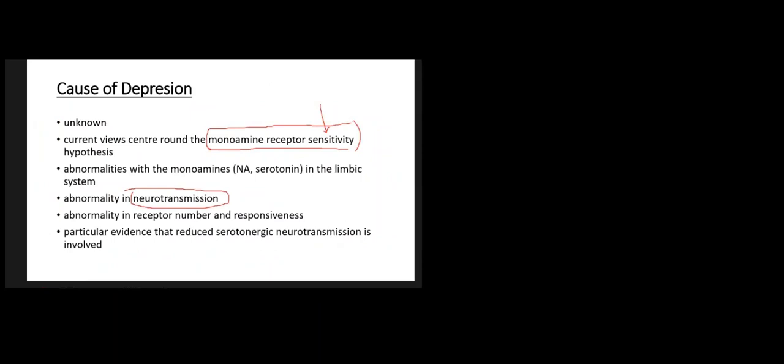We think there's also an abnormality in receptor numbers and responsiveness. Receptor numbers and responsiveness are to do with binding, drug binding and available receptors. So again, this comes back to the basic sciences. More evidence is also pointing to reduced serotonergic neurotransmission. So in simple terms, it's hypothesized that depression is caused by low levels of monoamine transmitters, and also by upregulation of postsynaptic monoamine receptors and upregulation of presynaptic and somatodendritic autoreceptors that control monoamine release. So it's all about the monoamines, okay? Controlling the monoamines.